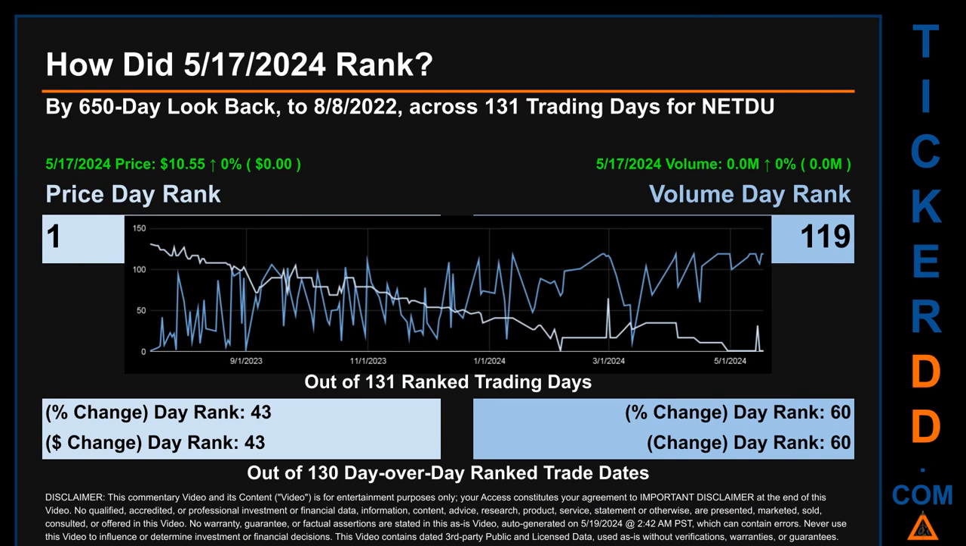Each of the 131 trading days were ranked amongst themselves by highest end-of-day price and volume, with a rank of 1 being the highest and 131 being the lowest ranked day. The price's day-over-day percentage change, jumping 0% on May 17, 2024, had a day rank of 43 while its dollar difference of $0 had a rank of 43 when compared day over day across 130 trading days. Volume's percentage change and difference were ranked respectively at 60 and 60.